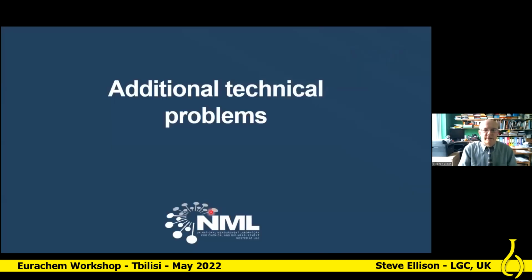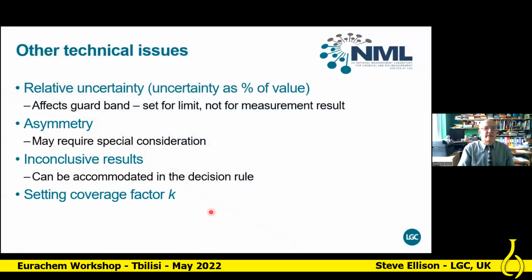Our guidance document does deal with some other technical problems. I'm just going to list those. The first one is that everything I've said so far assumes that the uncertainty is in the units of the measurement result. That is, it's an absolute uncertainty. But sometimes the uncertainty is given as a percentage and it's proportional to the level. That can affect the guard band. There's a very simple rule there, and that's that if you have a relative uncertainty, the guard band is set as if the result was at the legal limit and not around a measurement result. There's a reason for that, which is explained in the guide.